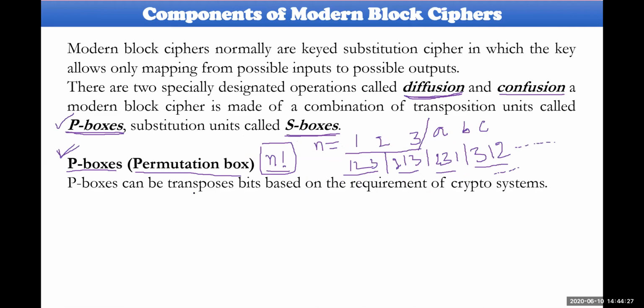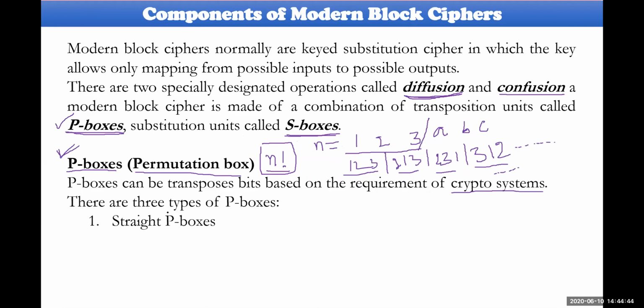P boxes can transpose bits based on the requirements of the crypto systems, and how this transposition could be done. There are three different types of P boxes available: straight P boxes, expansion P boxes, and compression P boxes.